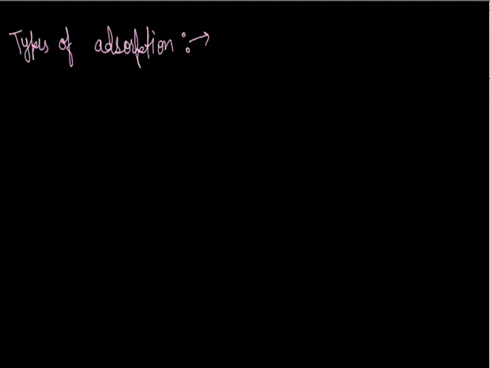An experimental study of adsorption of gas shows that there are two main types of adsorption. These are briefly explained below. First is physical and second is chemical adsorption. So first, let us discuss physical adsorption.